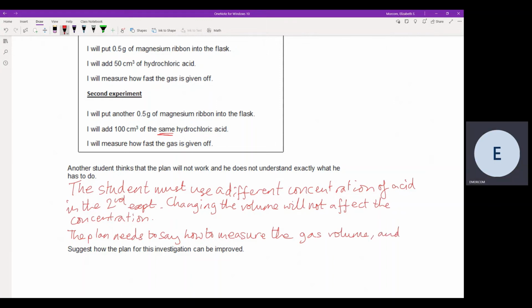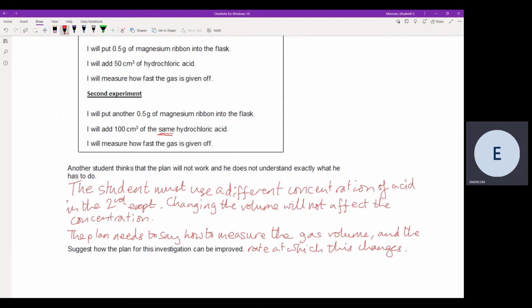And we also need to know how fast it's going to be happening. So the plan needs to say how to measure the gas volume and the rate at which this changes. Okay. So we can then suggest how we could do this.